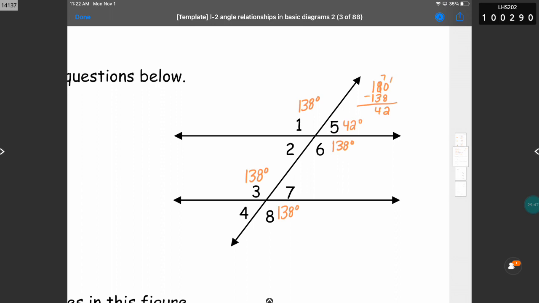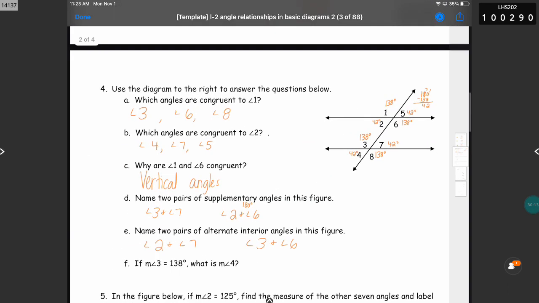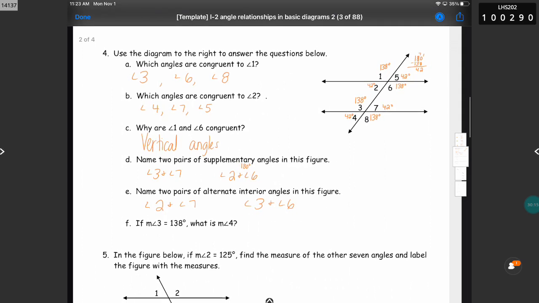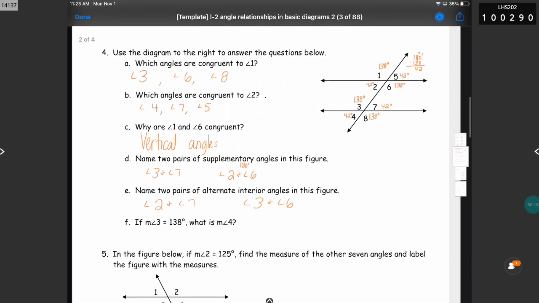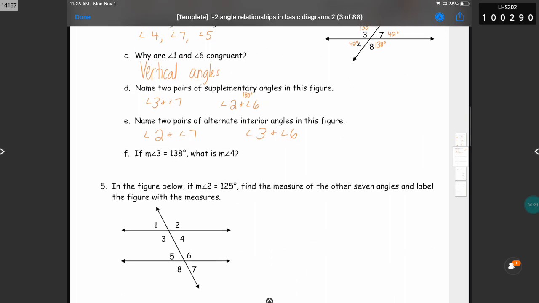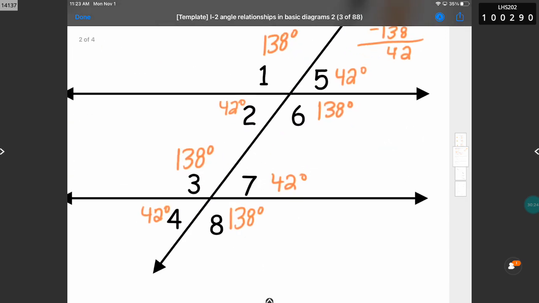So y'all, when I have 2 parallel lines cut by a transversal, I am only going to have 2 angle measures in that problem. One angle measure is 138, the other angle measure is 42. Do you see that they're all 138 or 42? Yes. So the measure of angle 4 was the only one I was really asking for. What is the measure of angle 4? 42.